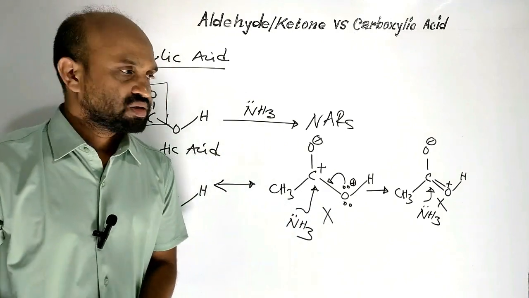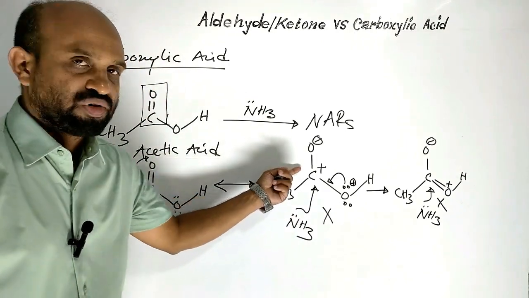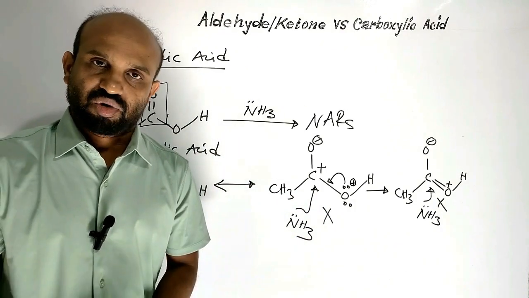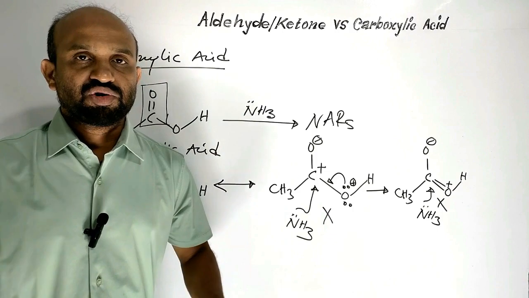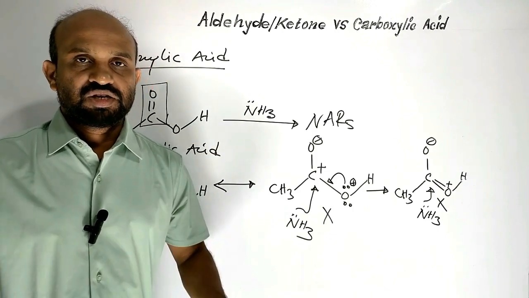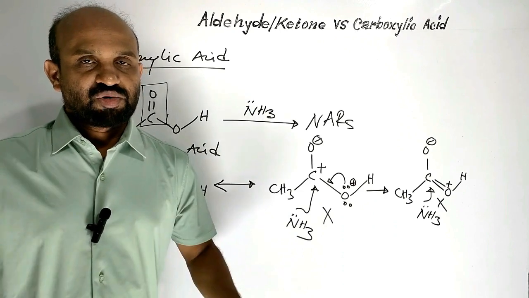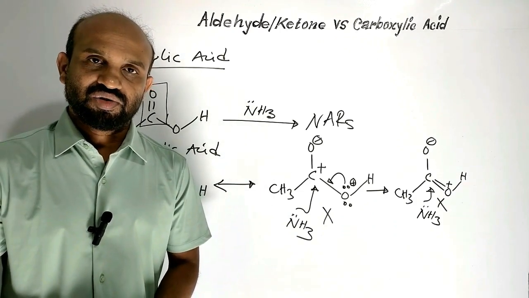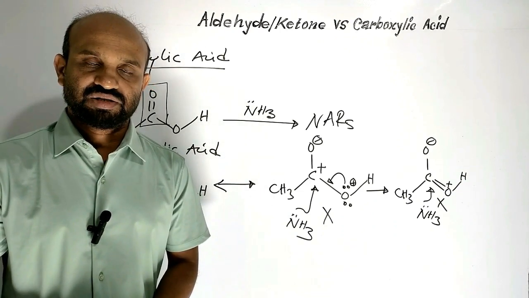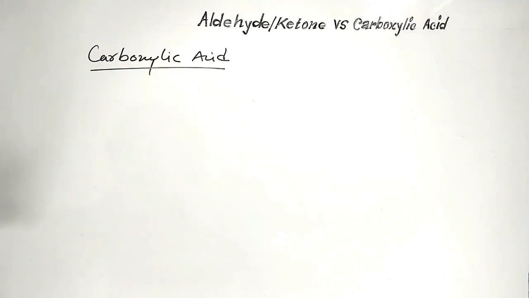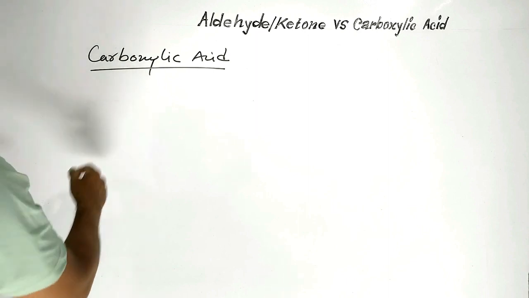Through resonance, the positive charge over carbon is vanished, shifted to oxygen. That is why ammonia cannot attack the positively charged carbonyl carbon. So carboxylic acid doesn't undergo nucleophilic addition reactions, though it contains a carbonyl group. Now, a derivative of carboxylic acid.